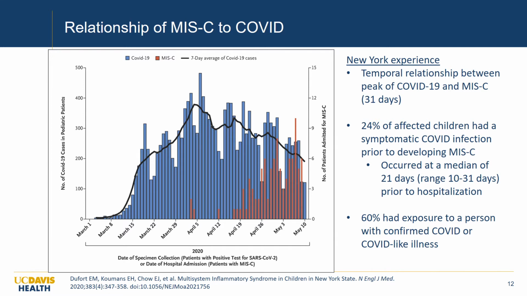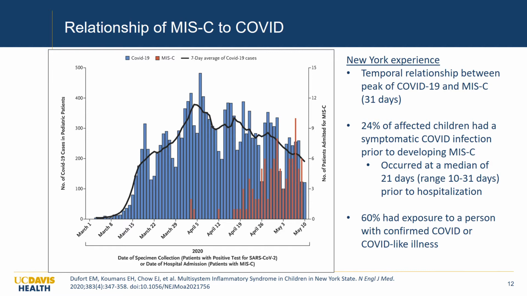This graph, which is taken from the New England Journal of Medicine article, which comes out of New York specifically, looking at children there with MIS-C, looks at the relationship between when COVID-19 cases were seen, which is indicated here in blue. And you can see on the x-axis that the majority of cases were described of acute COVID in March as well as early April. And then the reports of MIS-C seem to lag behind that, and that's pictured here in red. And that tended to occur more in later April as well as in May.